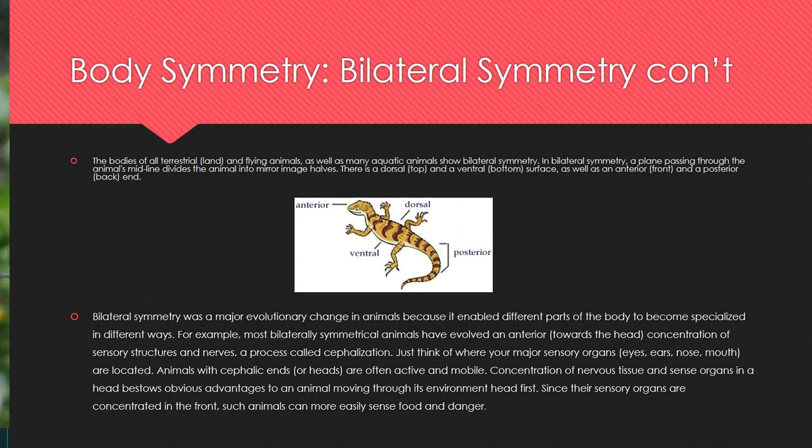Concentration of nervous tissue and sense organs in a head bestows obvious advantages to the animal moving through its environment head first, since their sensory organs are concentrated in the front. Such animals can more easily sense food and danger.